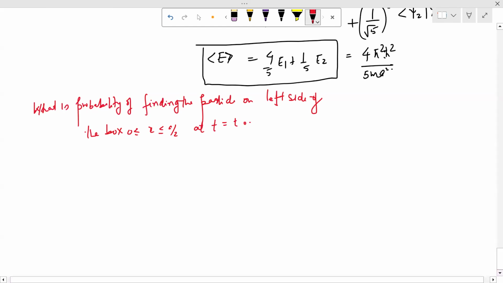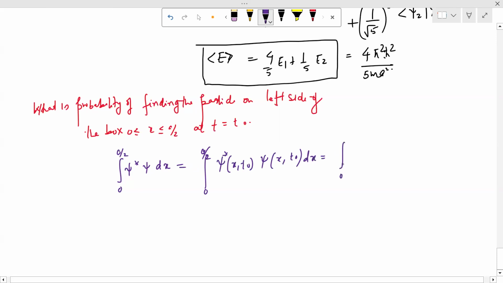So for that, you already know how to find the probability of finding the particle at any later time. So basically the probability is given by integral from 0 to a by 2 of psi star psi dx. And in fact, this is being evaluated at time t equals t naught, so I'll write t naught here. This is psi star and psi at x comma t naught dx. So this will be equal to integration from 0 to a by 2 of modulus psi at x comma t naught mod whole square dx.